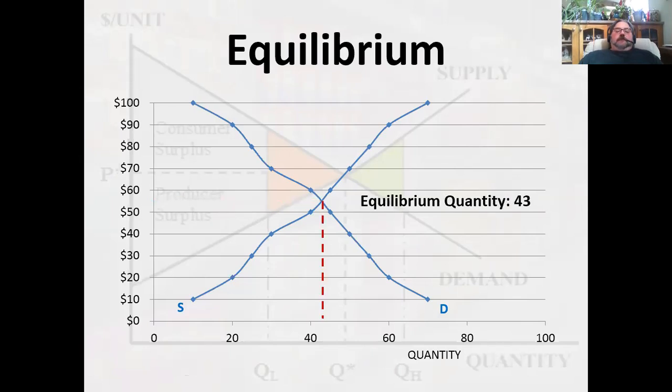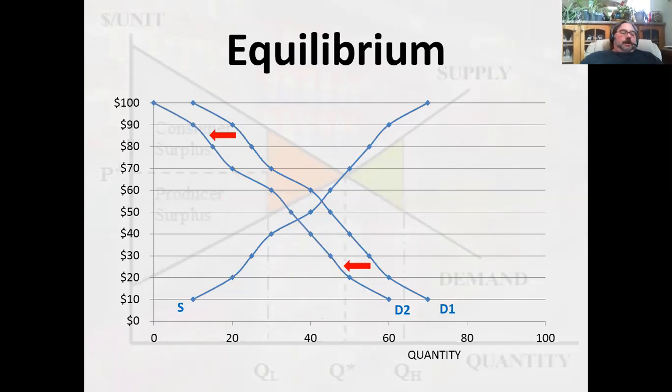Remember, you always have to have a price in order to determine a price point. So it's not just the quantity of 43, it's a quantity of 43 at $55.